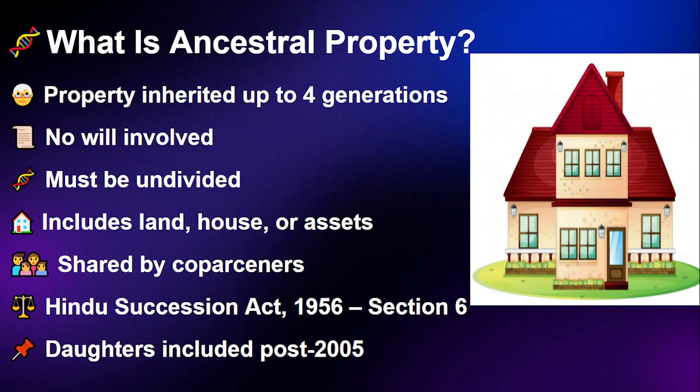Section 6 of the Hindu Succession Act, 1956 governs these rights. After the 2005 amendment, daughters are also considered co-partners. This means they have equal rights from birth, not just after the father's death. If the property was sold or gifted without your knowledge, you may still have a claim.